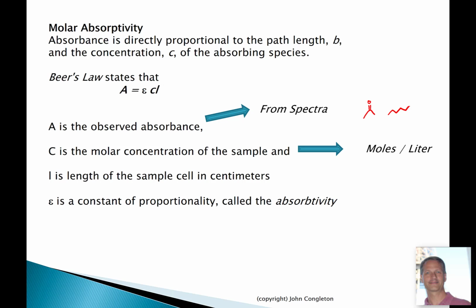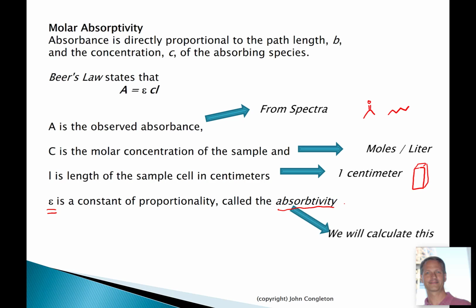L is the path length of the cell. So this is your cuvette. That's typically going to be 1 centimeter, so it's not important numerically for us. And then this epsilon down here below, that's the thing that we're going to be calculating, which is our absorptivity. Okay?